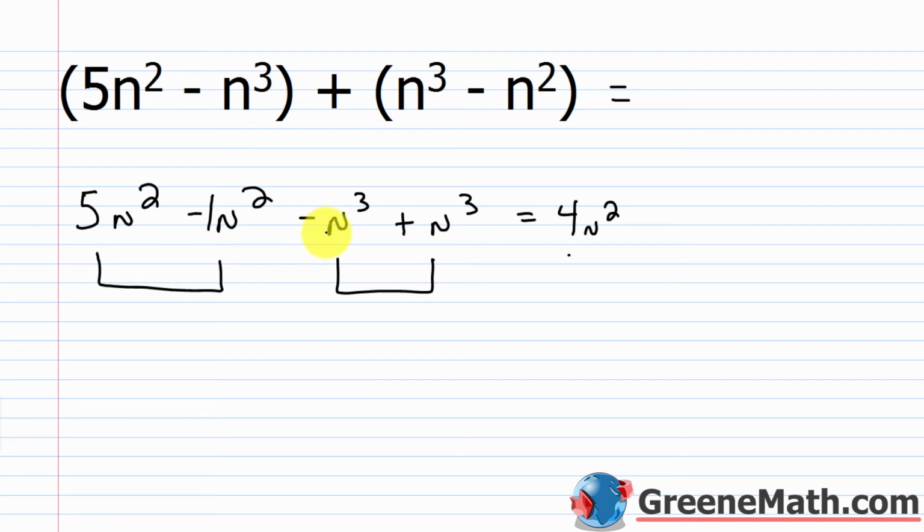Then we have a negative n cubed plus a positive n cubed. This is basically like saying I have negative 1 plus positive 1. That's 0, right? The variable part would stay the same. 0 times anything, though, is 0, so it would basically cancel itself out. So we'll just have 4n squared as our answer.